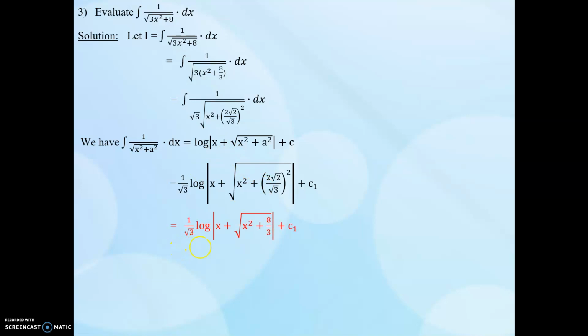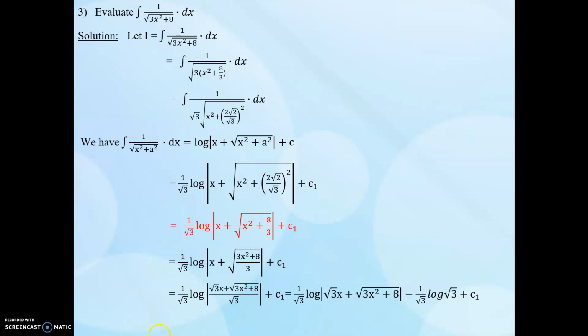Now this is in the form of integral 1 upon root of x square plus a square dx, that's equal to log mod x plus root of a square plus x square plus c. So that we can apply here. That's equal to 1 upon root 3, you can take it out here like this, log mod x plus root of x square plus 2 root 2 upon root 3 whole square plus c1. 1 upon root 3 log mod x plus root of x square plus 8 upon 3 plus c1. That is 1 upon root 3 log mod x plus root of 3x square plus 8 upon 3 plus c1.